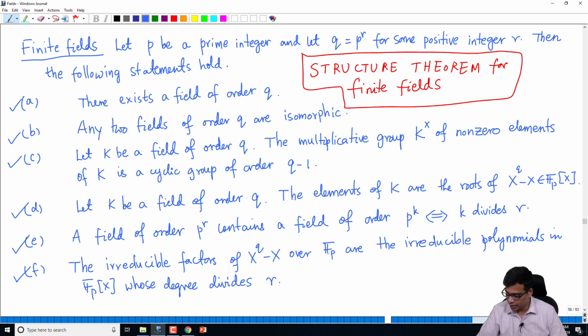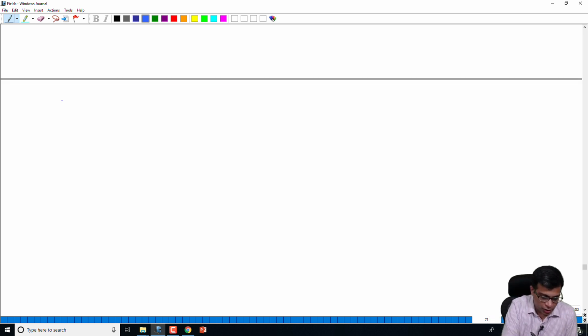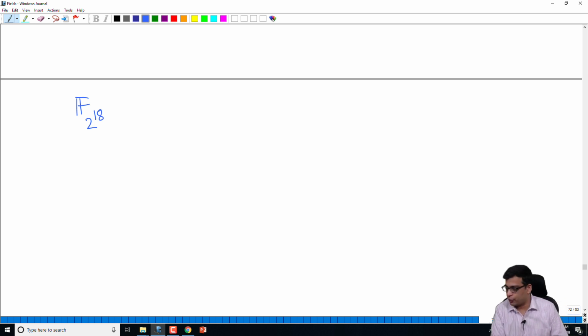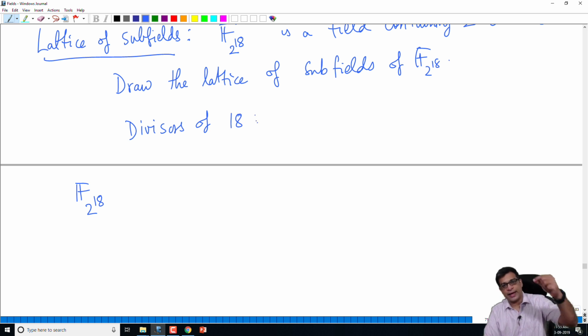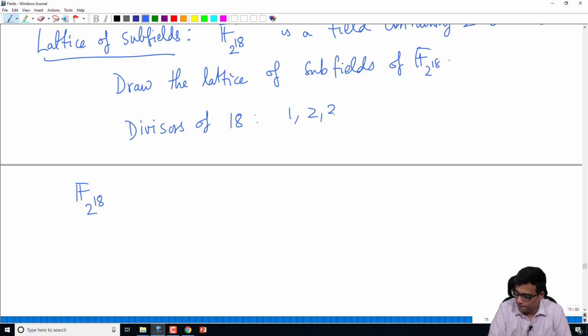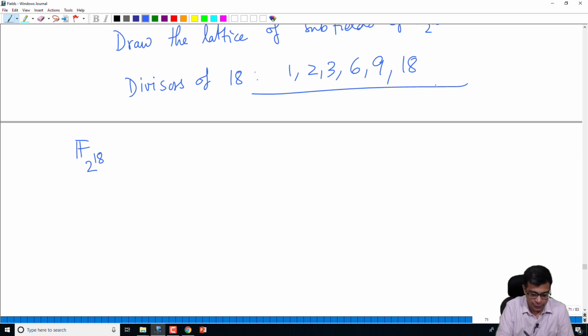So what are the numbers that divide 18? So I'm going to draw here. So let me start with this. So F 2 power 18. At the bottom we have to have F2. But what are the divisors of 18? So let me write that here. We are interested in divisors of, remember the divisors of the exponent are what we are looking for. Divisors of 18 are 1, 2, 3, 6, 9, 18. Right? So all fields F2 power 1, F2 power 2, F2 power 3, F2 power 6, F2 power 9, F2 power 18 are going to appear in this lattice.